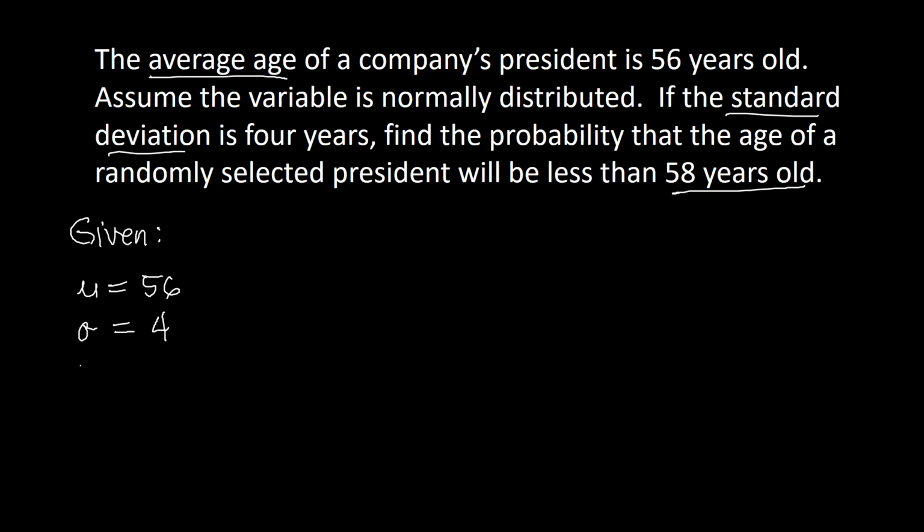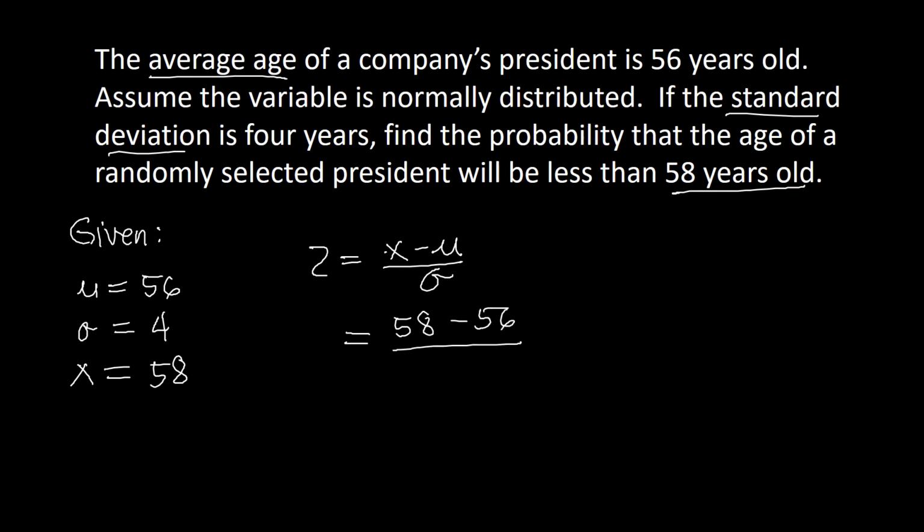Next, we have our 58 years old. This is your x value. So we have x equal to 58, and we are going to standardize. Standardizing, z equals x minus the mean over the standard deviation. Plugging in, we have 58 minus 56, divided by 4, which is 2 over 4, or simply 0.5. So this will be our z-score.